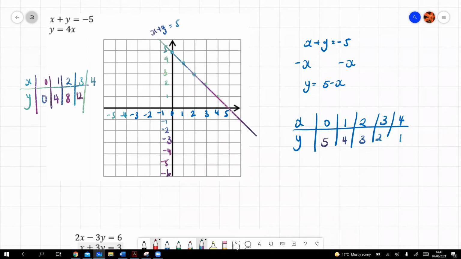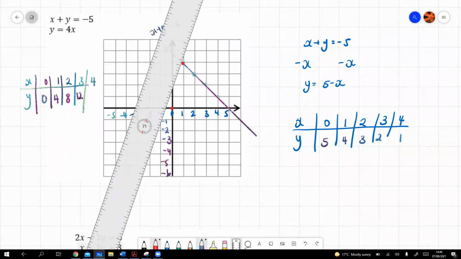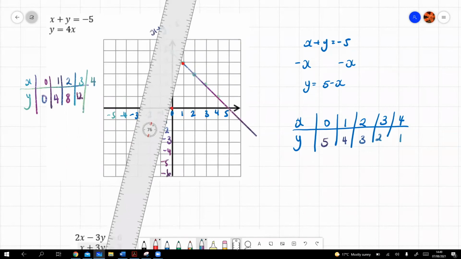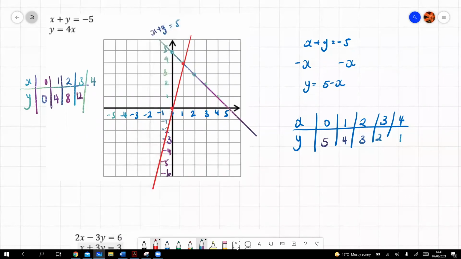I'm going to draw this in red. 0, 0; 1, 4. And 2, 8 doesn't fit on my graph, so no point even trying to plot that. Try and aim this if I can. Kind of something like this. Extend the line. That line is y equals 4x. And it's where the graphs meet, where they intersect. So I can say x is 1 and y is 4. And we have solved the simultaneous equations graphically.